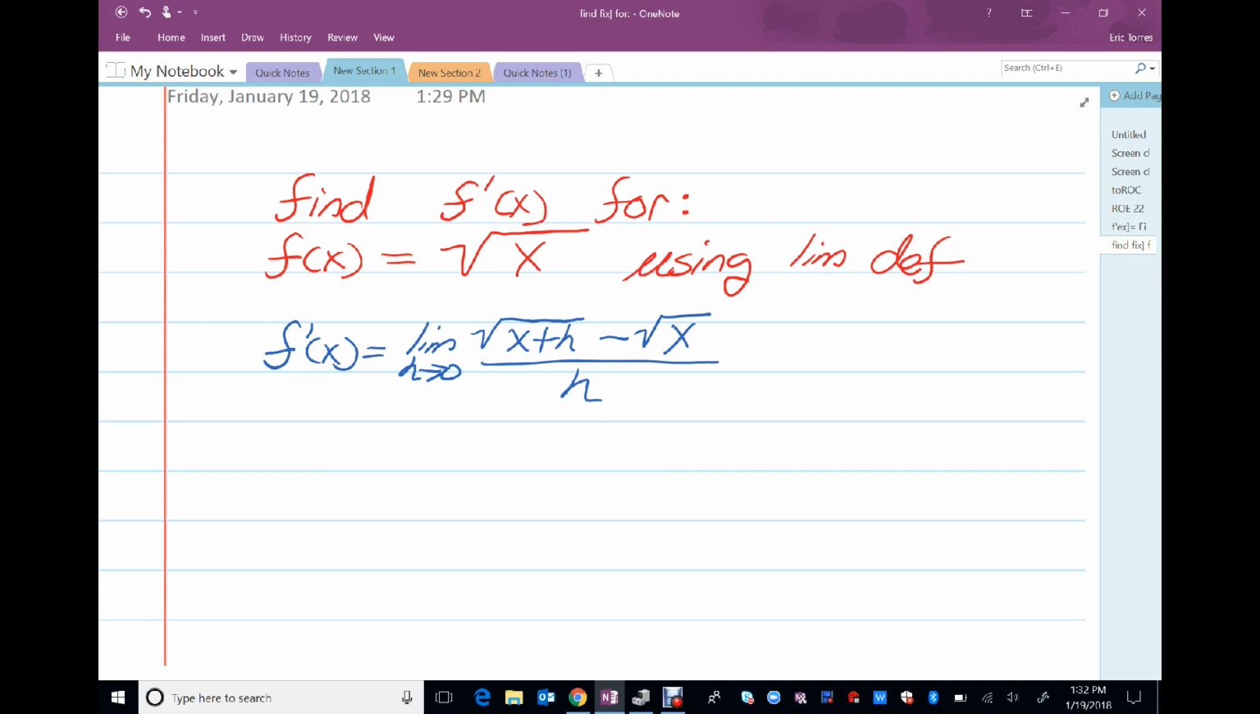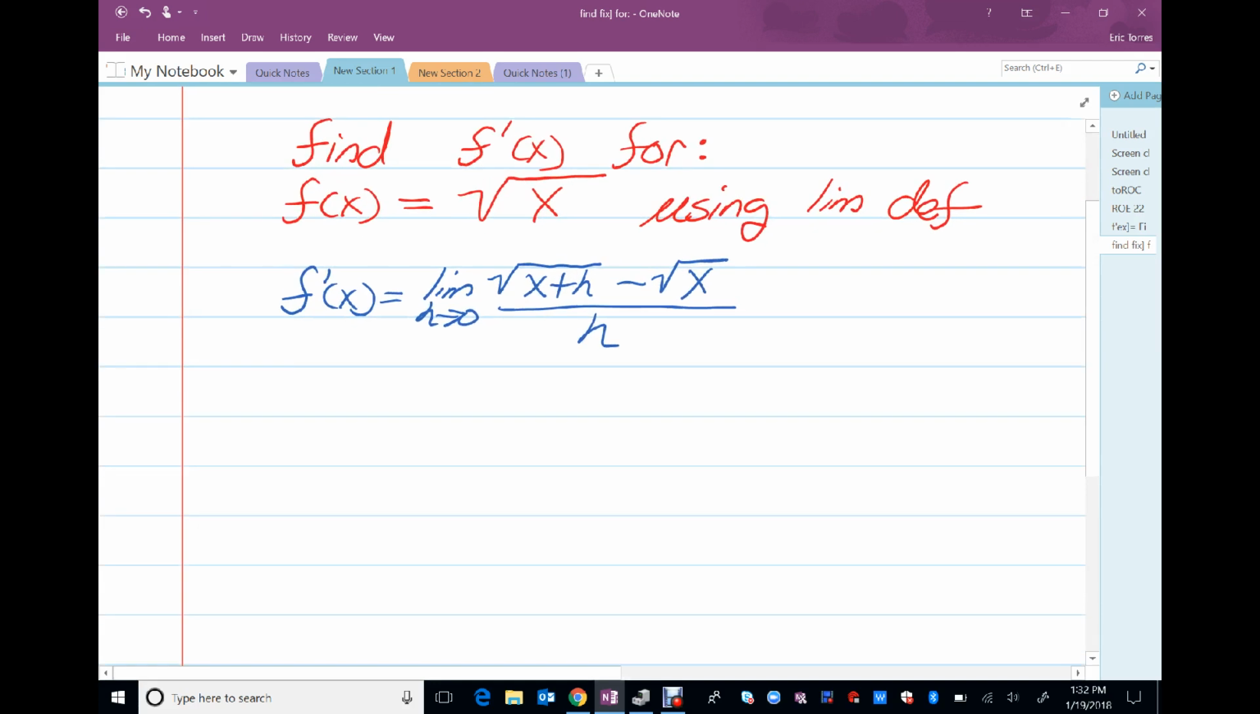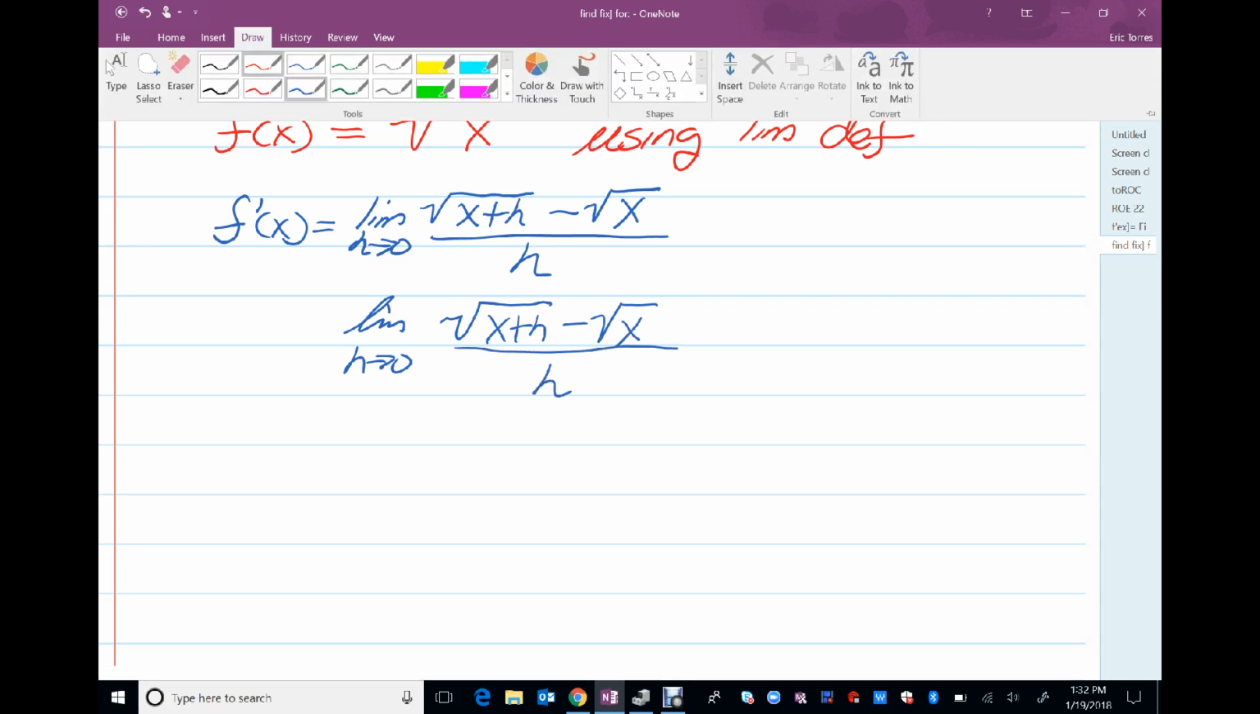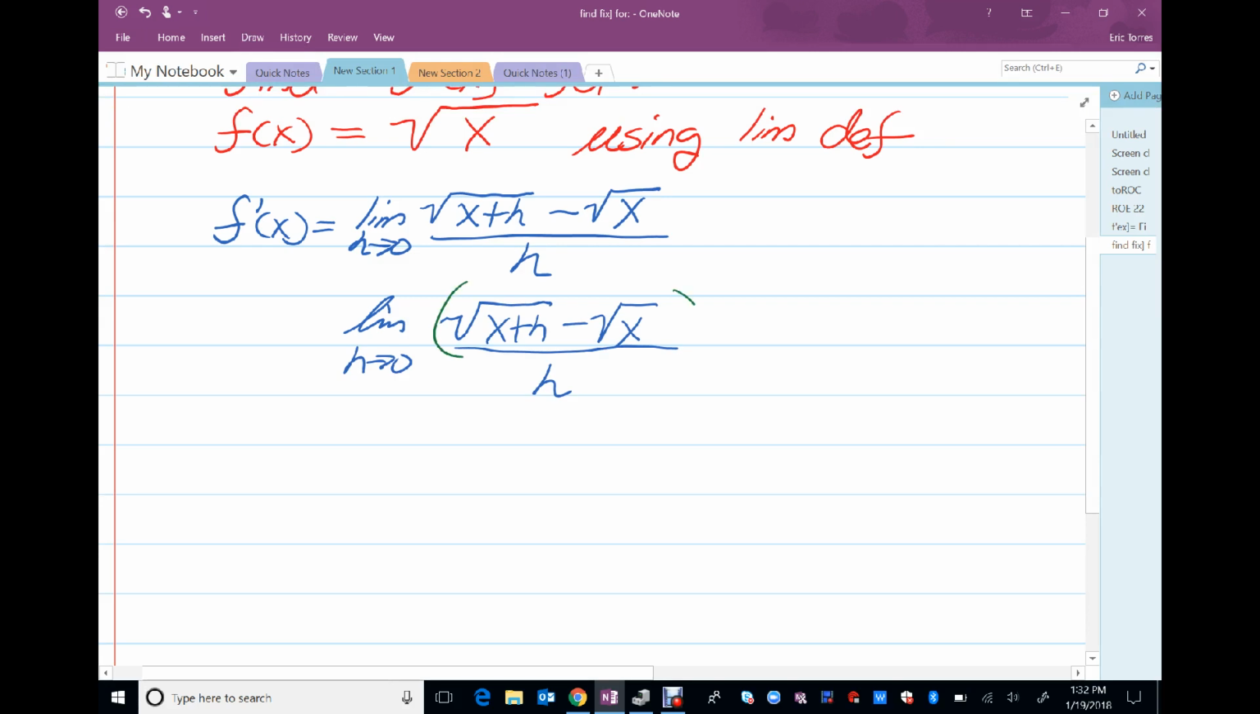Now, obviously, I can't use 0 as a direct substitution, so I'm going to rationalize my numerator by multiplying the top and bottom. Take a look at this. And I'm going to multiply my top and bottom by this. And the idea is I'm using the difference of perfect squares in factored form technique.